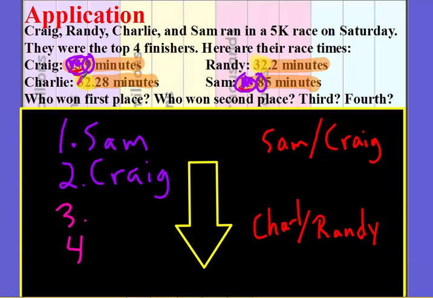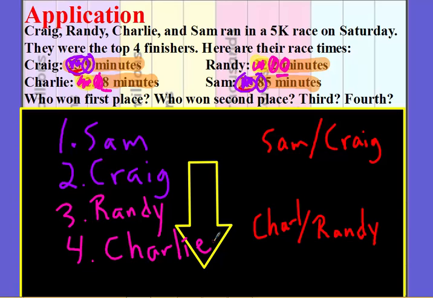They both have 32, so now I need to go to the tenths. They have the same tenth, so now I need to go to that hundredth. Notice Randy doesn't have any hundredths, so that means he has 0 hundredths. I have 8 hundredths and 0 hundredths. 0 hundredths is smaller, so that means that Randy ran it slightly faster. And Charlie is my 4th place finisher. So we have Sam, Craig, Randy, Charlie. Let's check our answer.